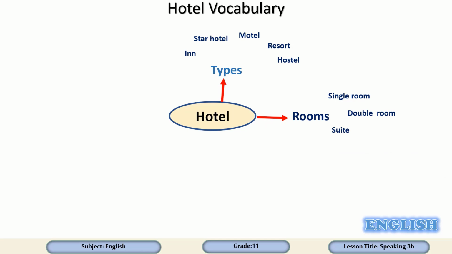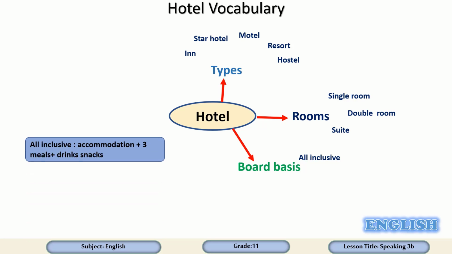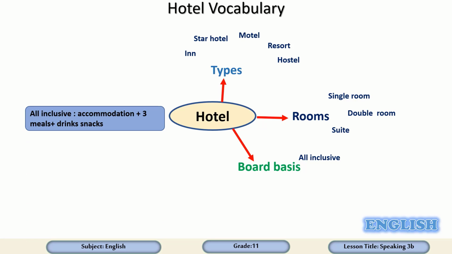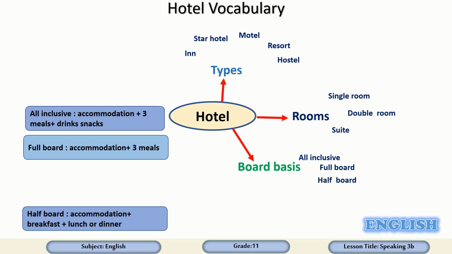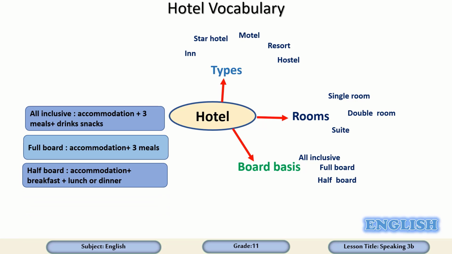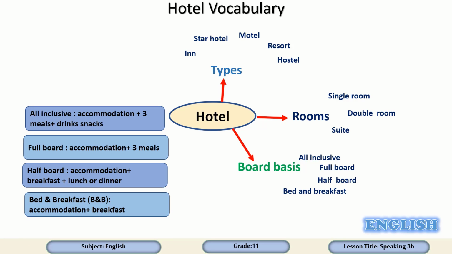When we speak about hotels, we speak also about the board basis, which refers to the kind of booking you make and the type of services you get. If you make an all-inclusive booking, you get the accommodation, which is your room, plus the 3 meals, plus drinks and snacks. If you make a full board booking, you get the accommodation and the 3 meals. If it is half board, you get your accommodation, breakfast and lunch or dinner. And in a bed and breakfast, you get your accommodation and your breakfast only.